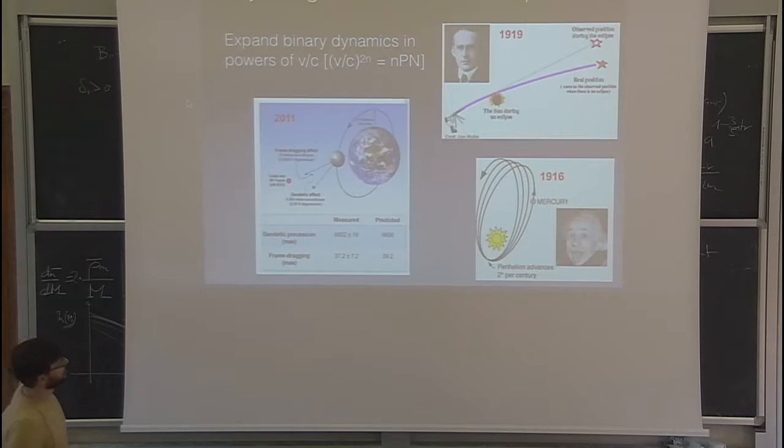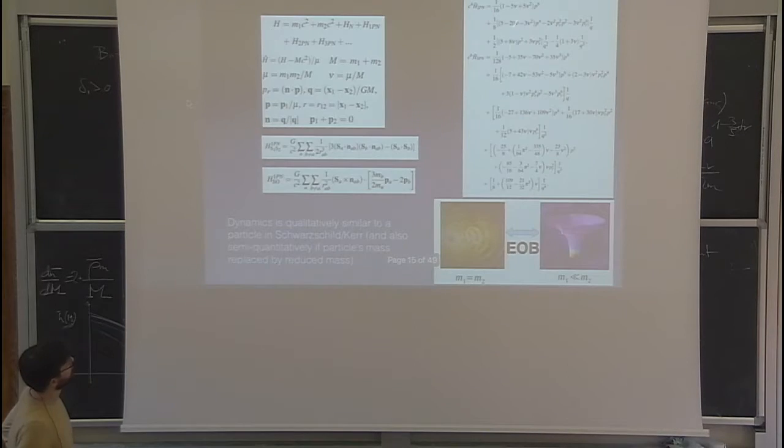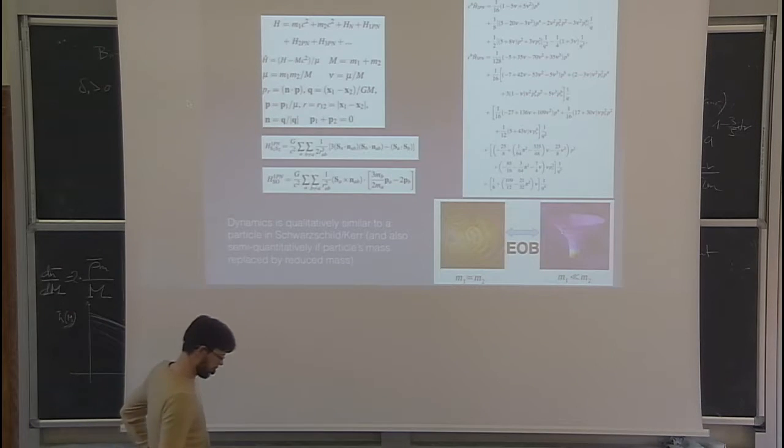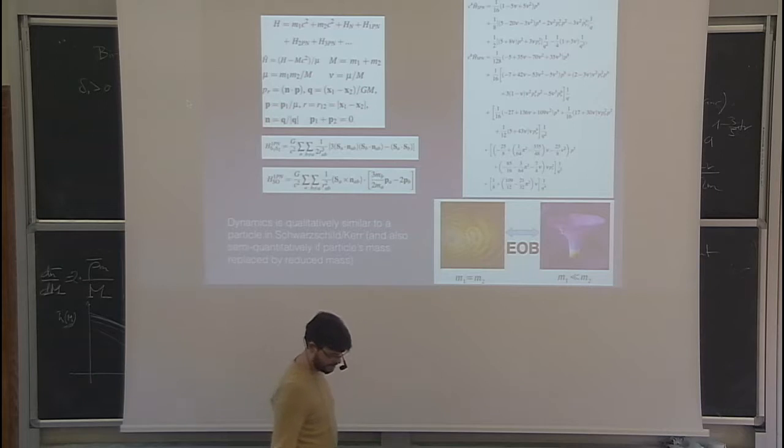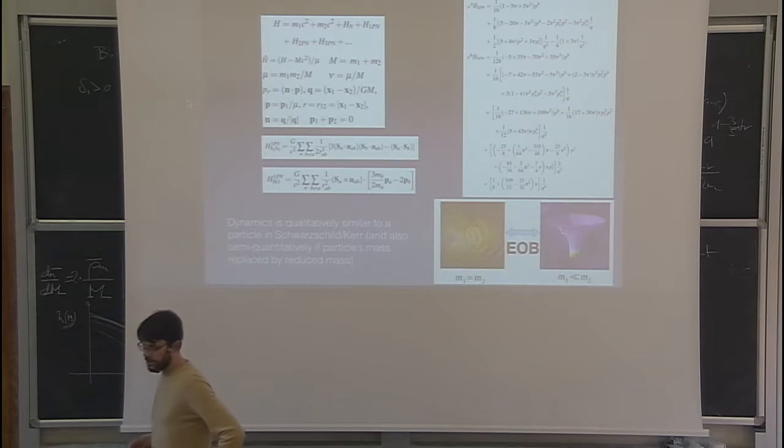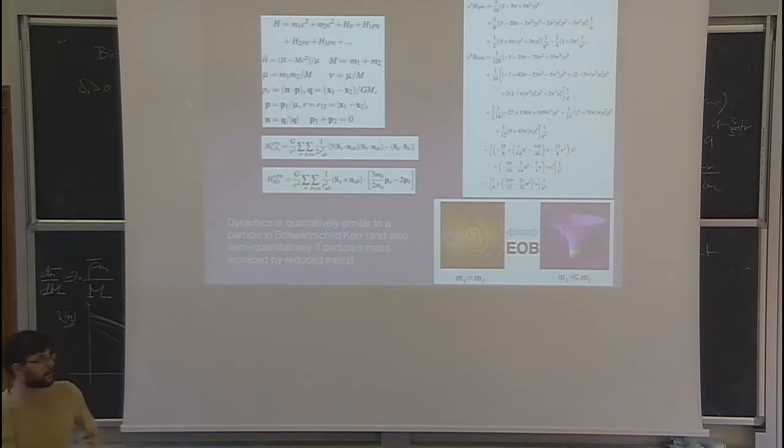So even though you can't treat a binary system in LIGO as geodesics in Kerr or Schwarzschild, you can do something similar. You can try to solve the Einstein equations order by order in 1 over c, and you can describe it with a Hamiltonian. So we started deriving this Hamiltonian the other day.